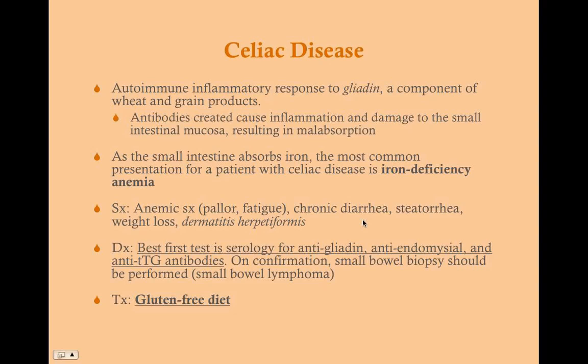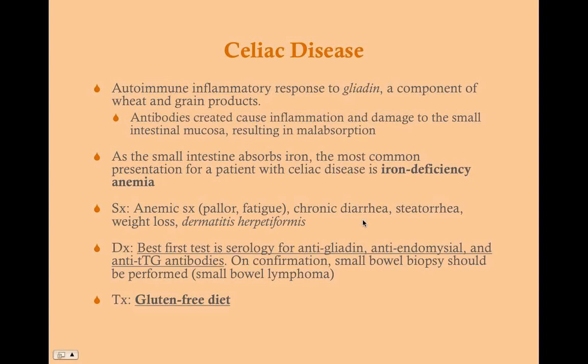Okay, so autoimmune inflammatory response to gliadin, as we mentioned, the small intestine can't absorb iron. That's why it can present with iron deficiency. It can't absorb fat. That's why it causes steatorrhea. When you are suspecting celiac disease, the best first step is to get serology. And serology is very specific and very sensitive. You're going to get a triumvirate of different panels here.